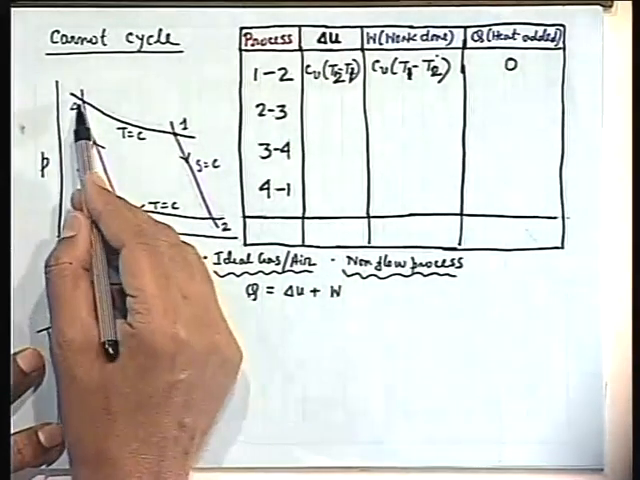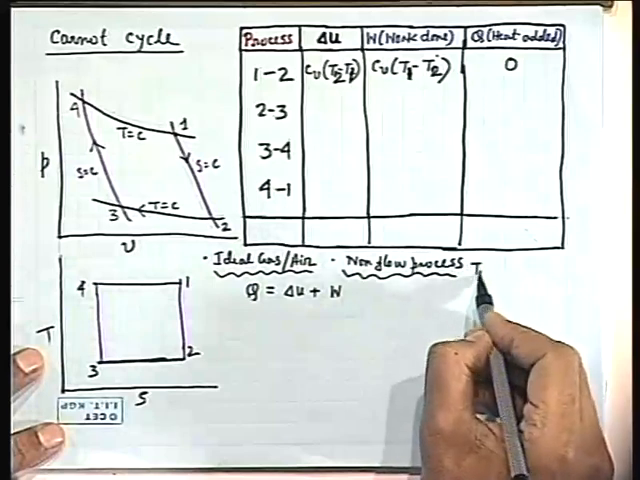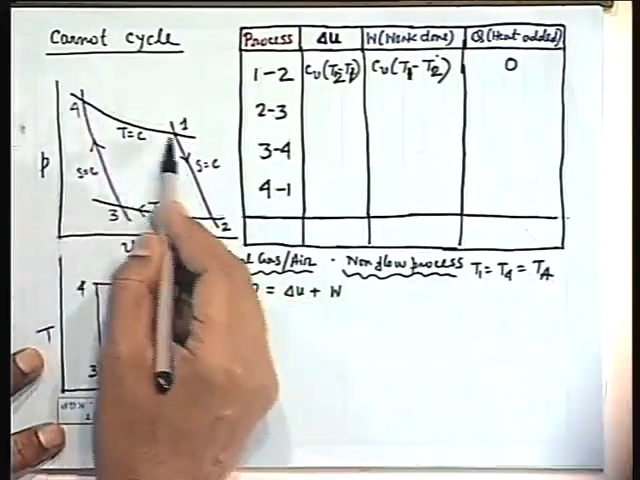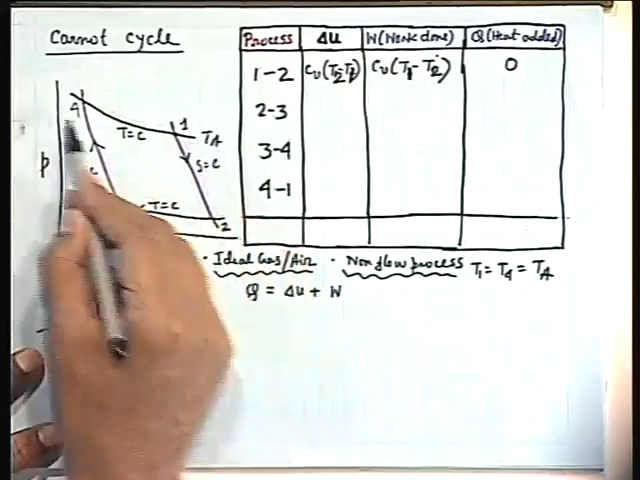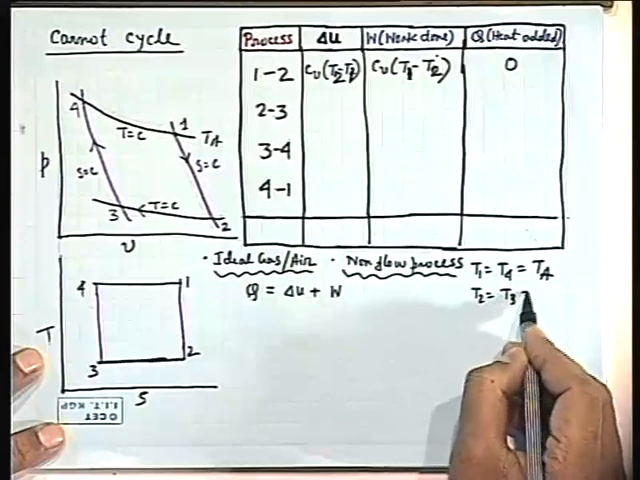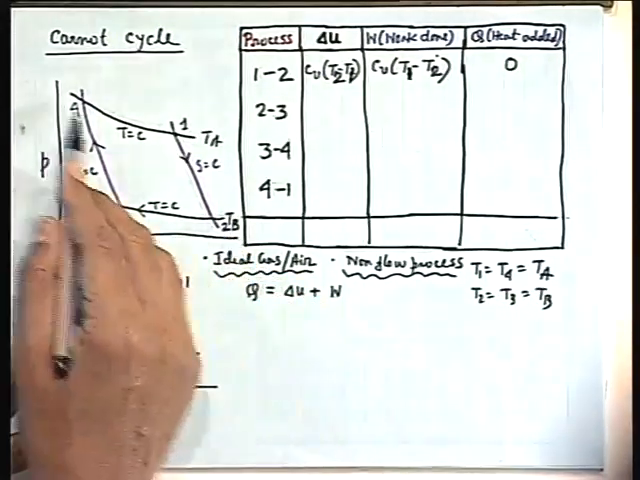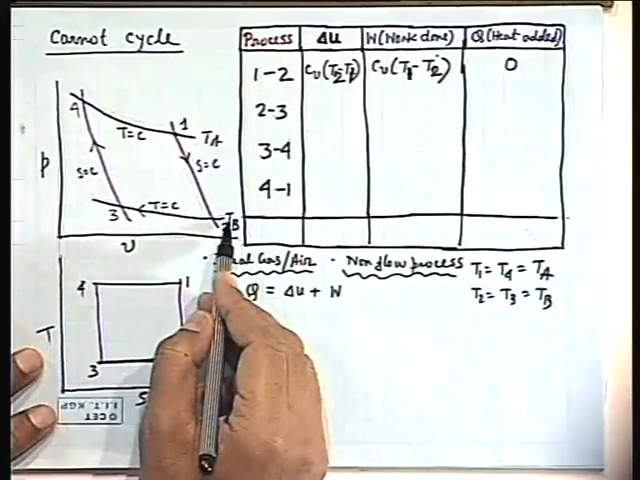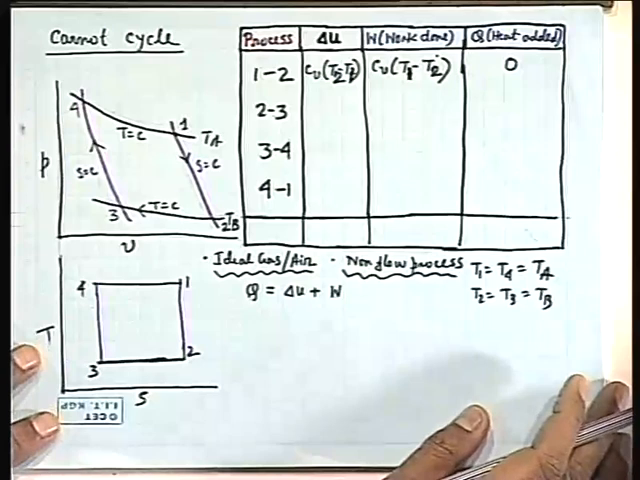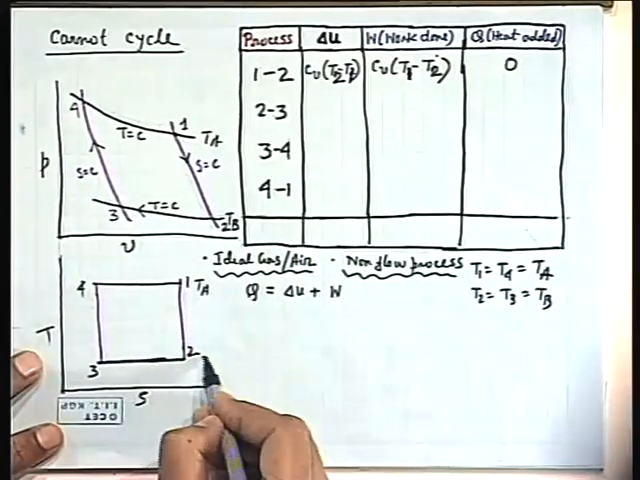Now next comes the process 2, 3. One thing is that in this process T1 is equal to T4. One has to write that T1 is equal to T4. Let this be equal to TA. T1 is T4. That means this is the TA line, isothermal. Similarly, T2 is equal to T3 is equal to TB. Let this line be the TB line. That means there are two isotherms, TA and TB, and two isentropic lines. This is the Carnot cycle. Here also this is TA, this is TB.